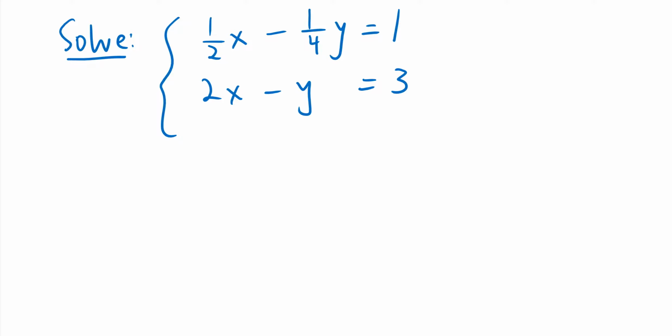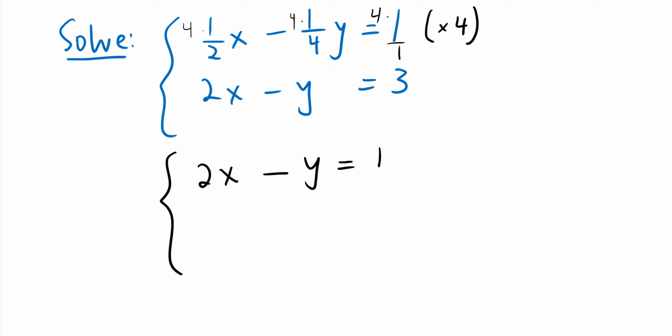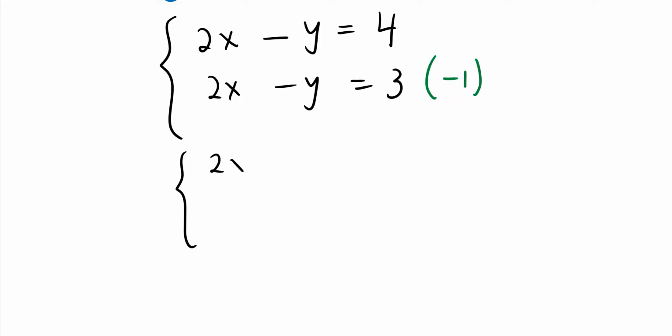The easiest way to get rid of fractions: the denominators are 1, 4, and 2. The LCD for them is 4. So multiply this entire equation by 4. When I multiply the first one by 4, that will give me 2x minus 1y equals 4. The second equation stays the same. Now let's say I want to eliminate the y's. So I'm going to multiply by -1 to make this +1 in the middle. The first equation stays the same. Second equation becomes -2x plus y equals -3.